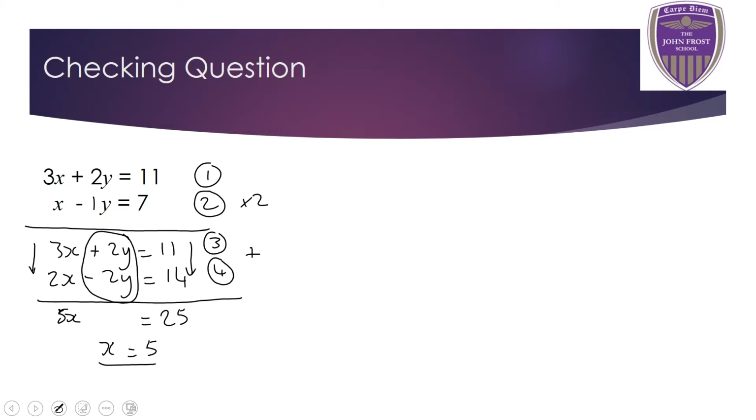We can now use x equals 5 to substitute back into one of our two equations. Okay, so I'm going to pick equation number 1. So I'm going to write that I'm going to substitute x equals 5 into equation number 1. Equation number 1 is this, 3x plus 2y equals 11. Now x equals 5, so 3 times 5 here makes 15. So I've now got 15 add 2y equals 11. Now I've got a two-step equation to solve.